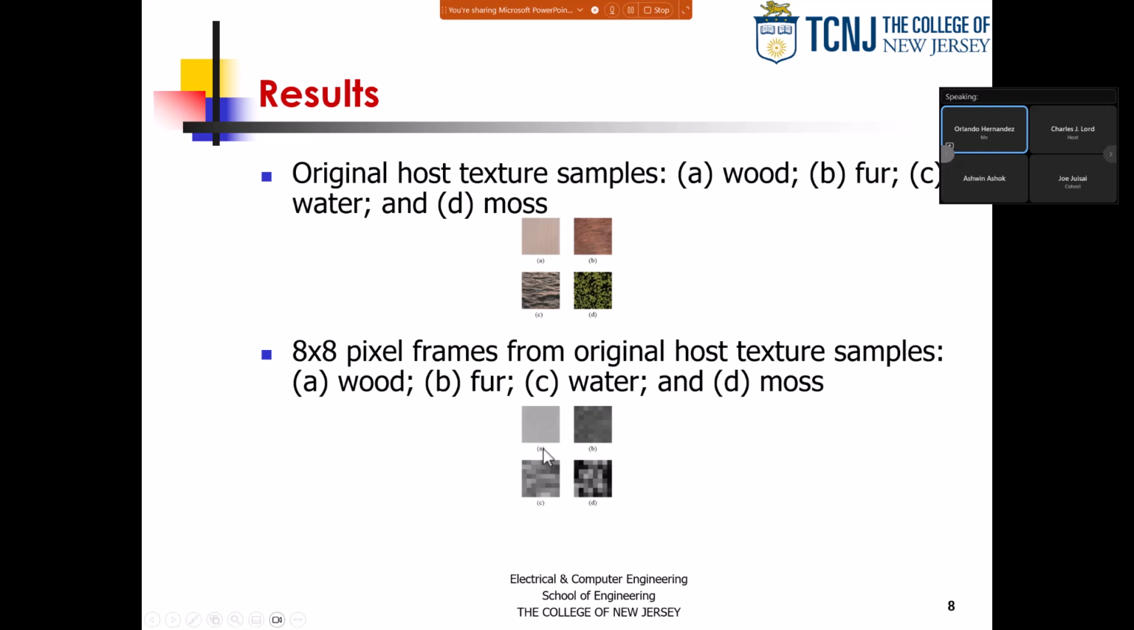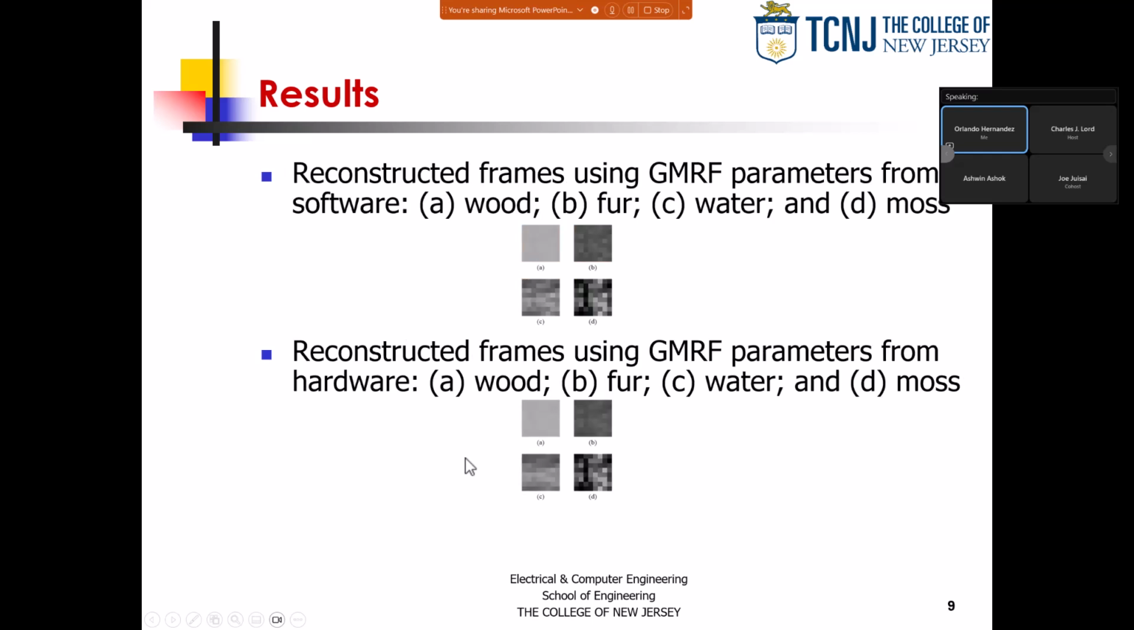So we have extracted the windows, which are 8 by 8 pixels, from one of these textures, and then we have derived the micro-random field parameters from software, and then used that to reconstruct the textures. So just that window for the purposes of illustrating the work here. And this is the reconstruction by software, and this is the reconstruction by using the micro-random field parameters, the thetas and the rho from the hardware implementation.